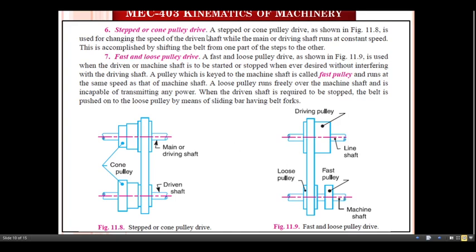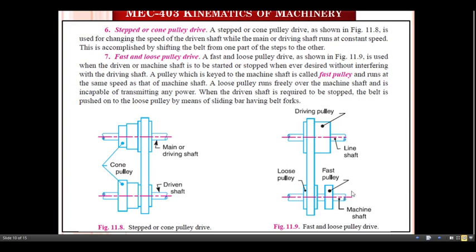So the next one, step or cone pulley. A step or cone pulley drive is shown in this way, and it is used for changing the speed of the driven shaft while the main or driving shaft runs at constant speed. This is accomplished by shifting the belt from one part of the step to the other. If you just shift the belt from one pulley to another one, automatically the velocity ratio will change, and we can get an increase in the speed.